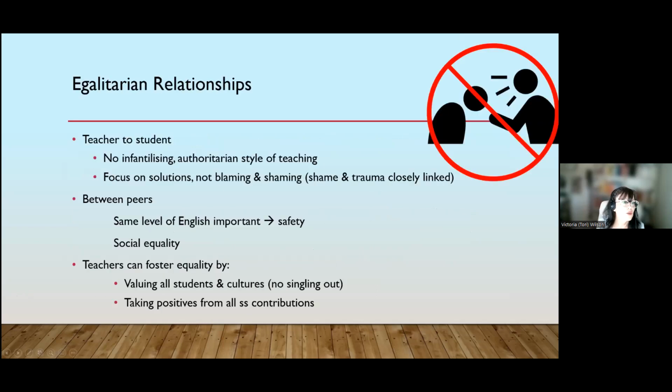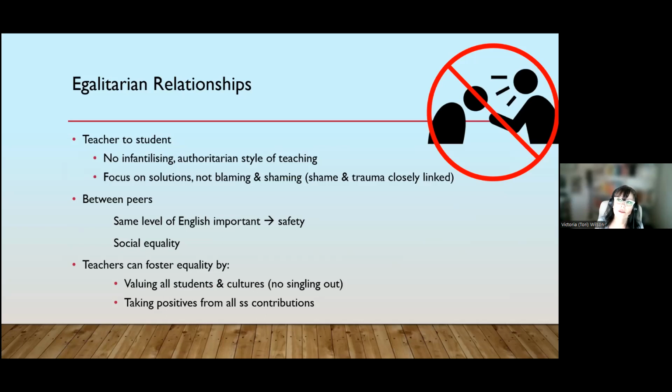Okay, the next one is egalitarian relationships. And there are two aspects to this: teacher to student and student to student. Now, I'm sure nobody in this group who would be in mental health SIG would engage in this kind of teaching, but unfortunately, there is still infantilizing authoritarian teaching out there in the ESL and EFL space. And students, unfortunately, did tell me about teachers who yelled at them, who punished them, who shamed them in front of the group, which was especially damaging.